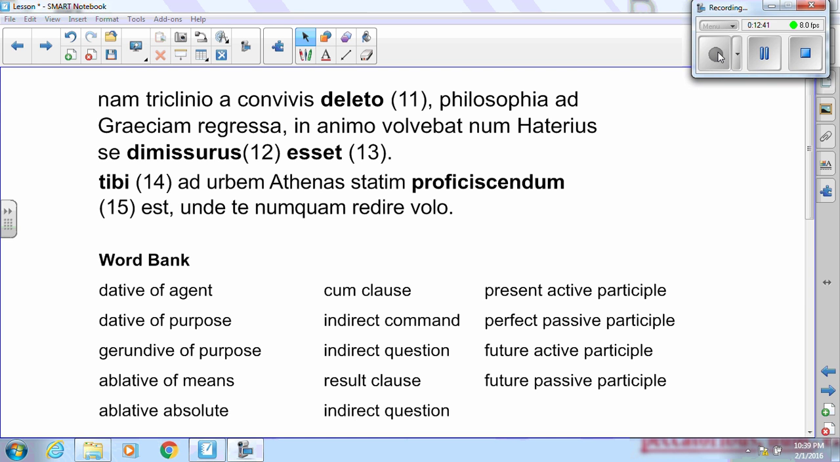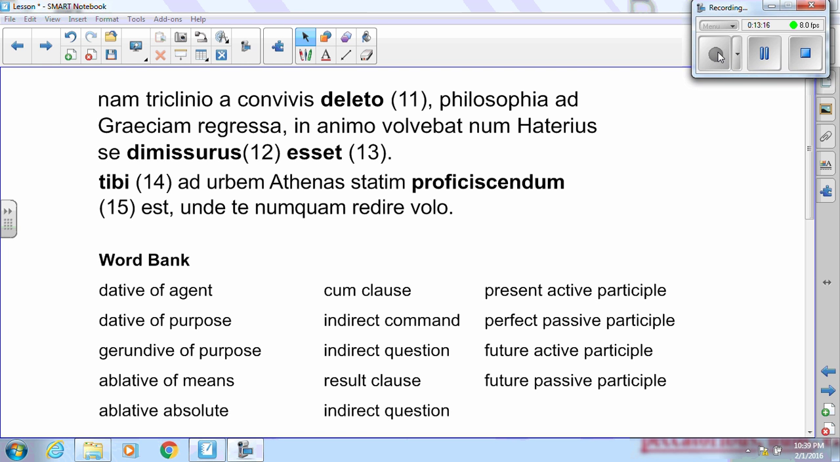Here I have nam triclinio ad convivas delito. That is an ablative absolute for the dining room having been destroyed by the guest. The philosopher, philosophia ad Graeciam regressa. The philosopher having returned to Greece, another ablative absolute. In animo vivavat num haetheres se demisserus esset. He was wondering whether Haeterus was about to dismiss him. The demisserus is going to be our future active participle.